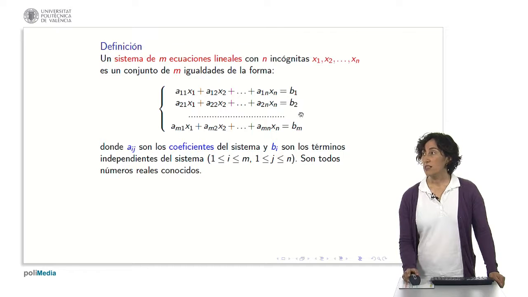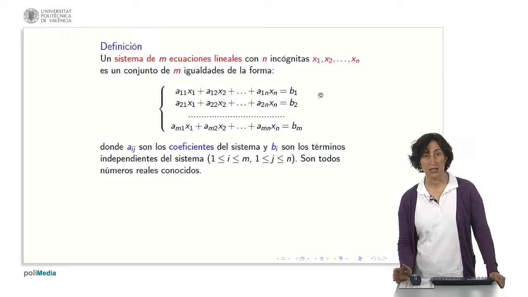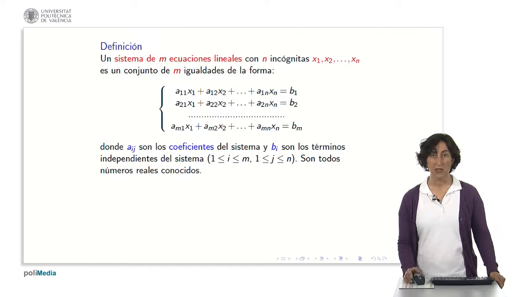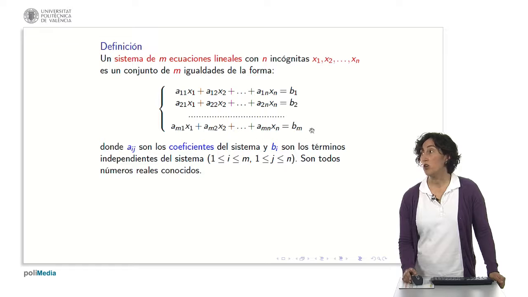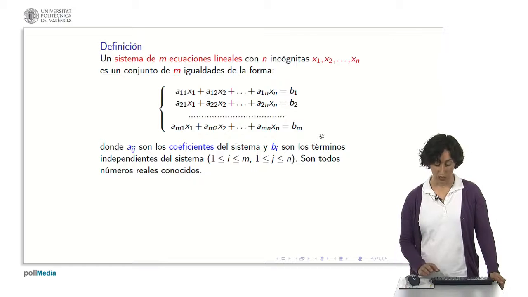So, as I have said, a system of linear equations is a set of equations where all of them are linear, all of them have the same unknowns, x1, x2, ..., xn, and the numbers that multiply them, the a sub ij, are the ones that we will call coefficients of the system. The b sub i, which are not multiplying any of the unknowns, we will call independent terms of the system. So, for example, what we have on the screen is a system with m equations, in total m equalities, and unknowns x1, x2, ..., xn. The coefficients and the independent terms, as happened in equations, are all known real numbers.